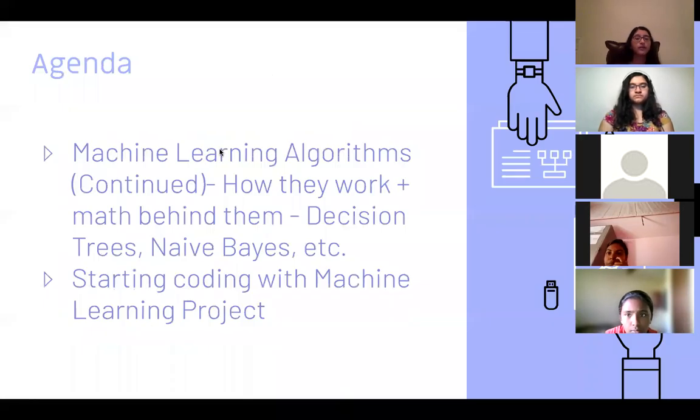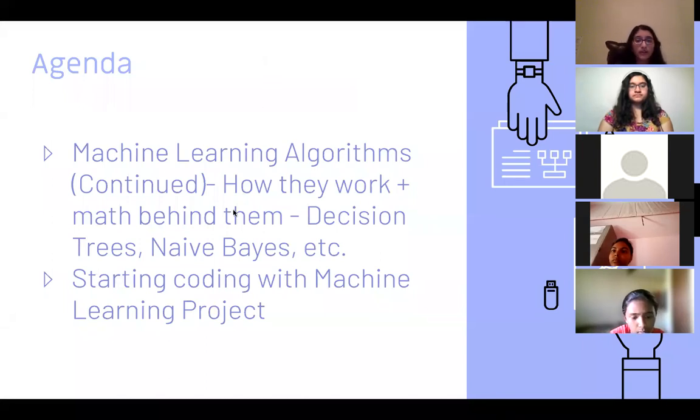All right. So just really quick over the agenda. As I mentioned earlier, we'll be going over machine learning algorithms, the continued version of it. So last week we went through all the way up to support vector machines. And today we'll be finishing it off with the decision trees algorithm and Gaussian naive Bayes or just naive Bayes. And then we'll be starting coding with a machine learning project, which is a classification project. And we'll talk about the premise of what we're trying to classify once we get to the project.